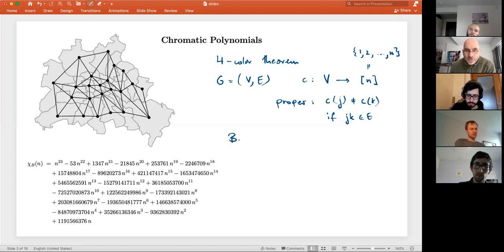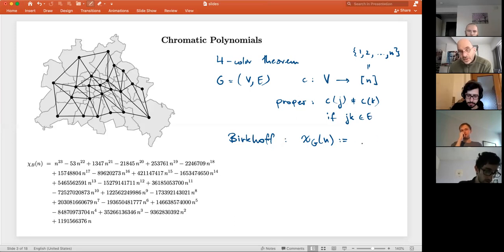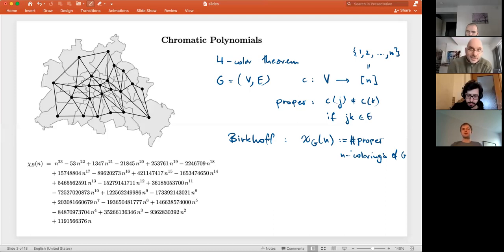But what's the connection to what I'm doing? Birkhoff came along and wanted to prove this four-color conjecture at the time, and he said, okay, let's generalize this. So this is what's now called the chromatic polynomial. Let's consider the number of such proper n-colorings of the graph. The idea is, if I can understand this counting function, then I can plug in 4 with G a planar graph, and therefore have solved the four-color problem.